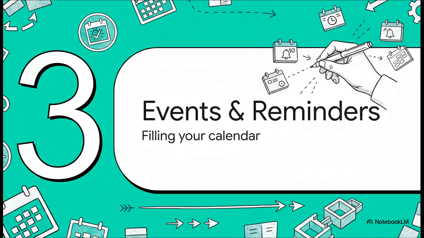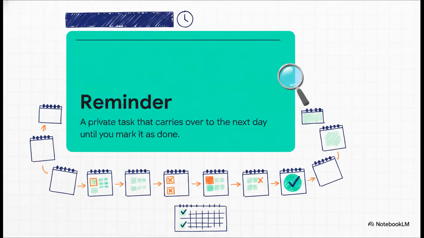Okay, Section 3, Creating Events and Reminders. So, the crucial first step here is understanding the difference between the two main things you're going to be adding, events and reminders. An event is a fixed block of time on the clock, right? Like a meeting from 2 p.m. to 3 p.m. But a reminder, that's a task, something like submit timesheet or call the dentist.